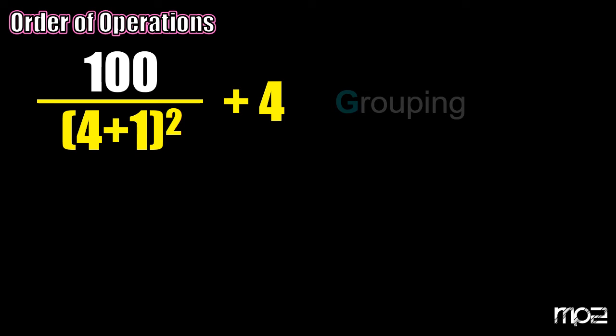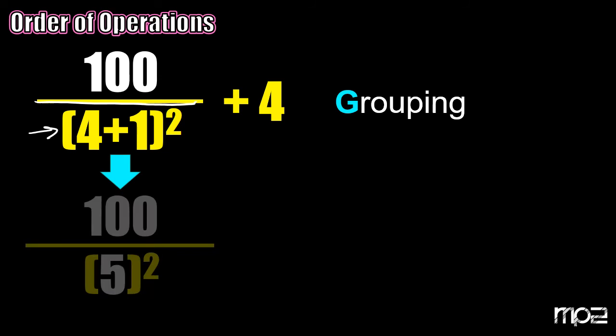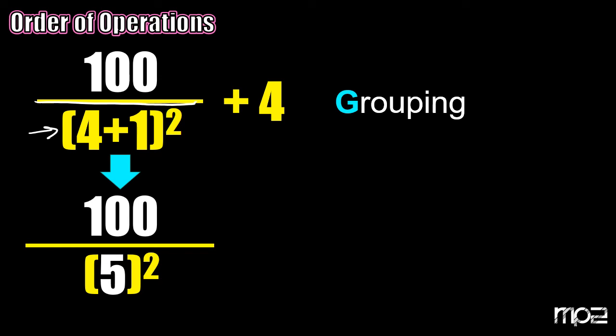But you can see that we have some more grouping symbols. We know that the fraction bar is a grouping symbol, and I have grouping symbols in the denominator. So let's focus on the denominator. We're going to do everything in the parentheses first. So I'm going to do 4 plus 1, which is going to give me 5. So you can see how I rewrote this problem. 100 is my numerator, and then my denominator is 5 to the power of 2.